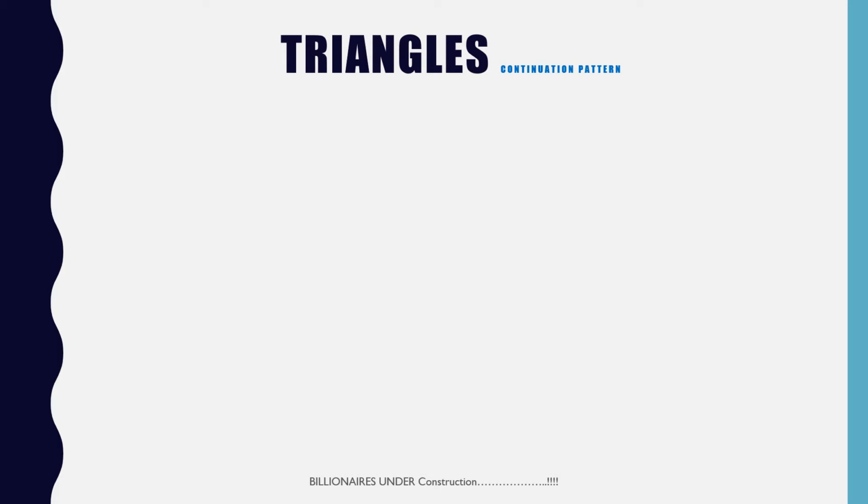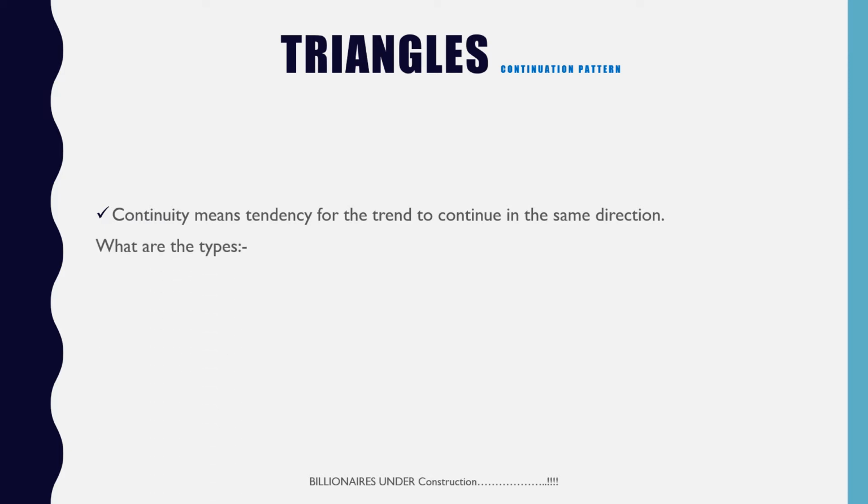So first of all, why are these patterns called continuation patterns? The word continuity used here tells us about the tendency of the trend to continue in the same direction, and that is how these formations on the chart help us in predicting the future of the trend. A trend is basically the direction of the market. I will do a detailed session on that later.